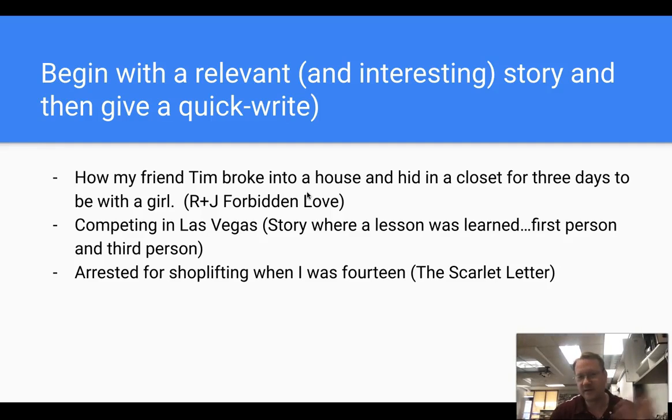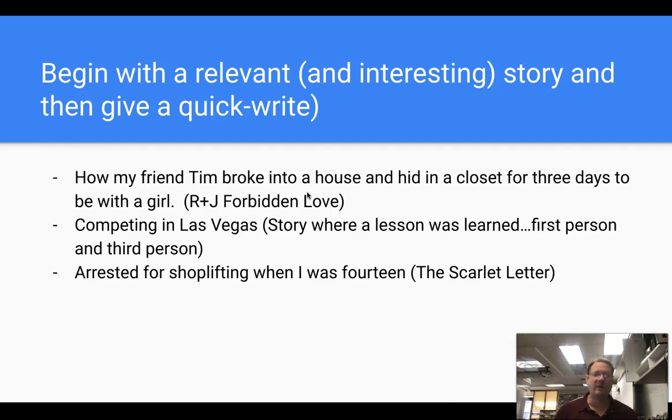I won't tell you the story, because I don't want to spend forever on this, but it's a really unique story. And then the next day I tell the same story from the perspective of another character, because the students have to write their story from the perspective of another character, talking about first person and third person, etc.